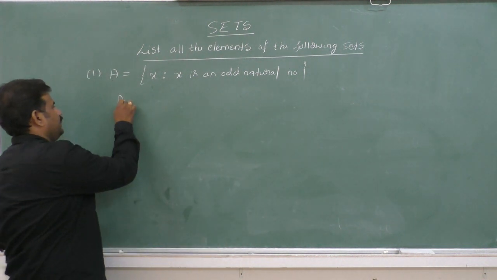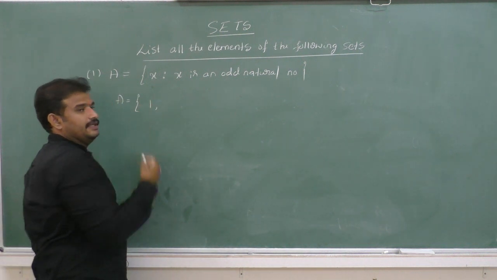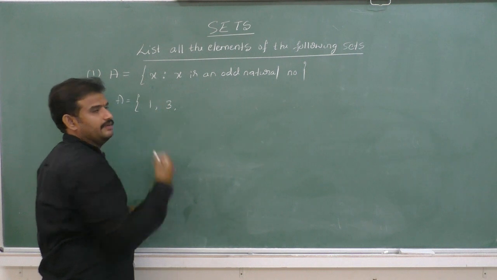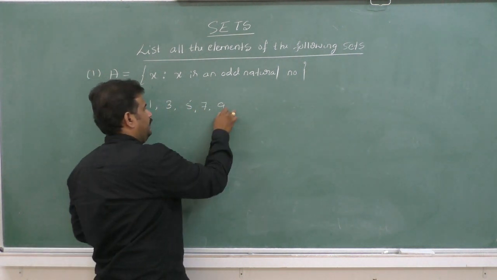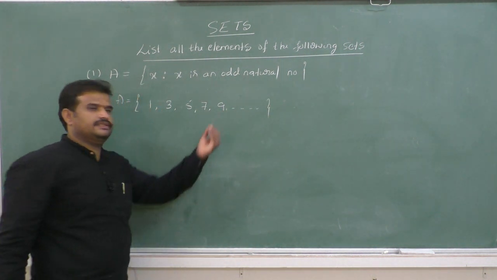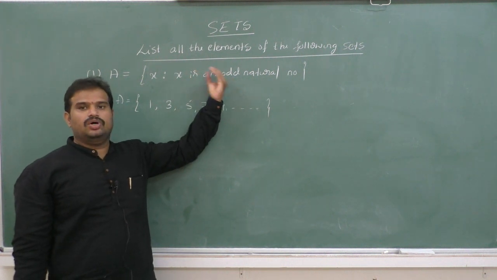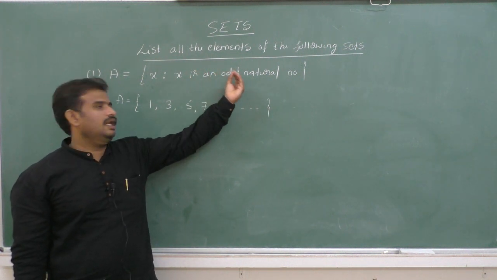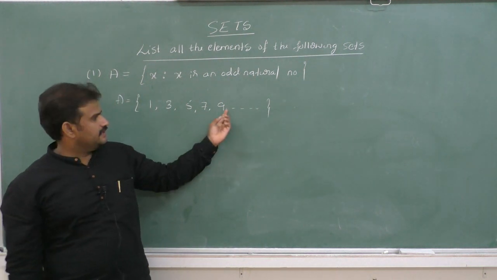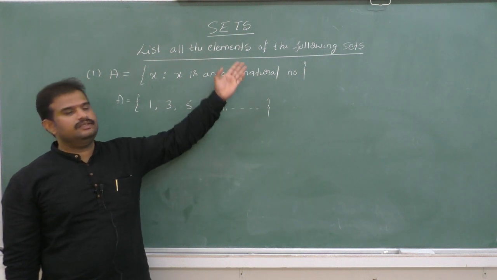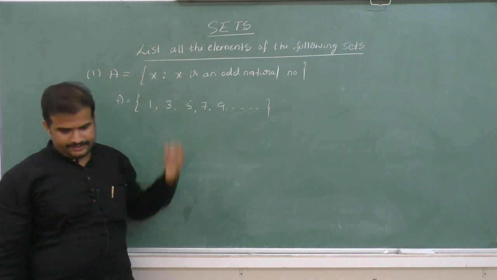So, what is your A? What is the first odd natural number? That is 1. Next is 3. Next 5, 7, 9, like that it goes on, because there is no limitation on odd natural numbers. So, you have to collect all possible odd natural numbers. It is continuous, it has a pattern. Next number 11, 13, it goes on. These are the elements of the given set.